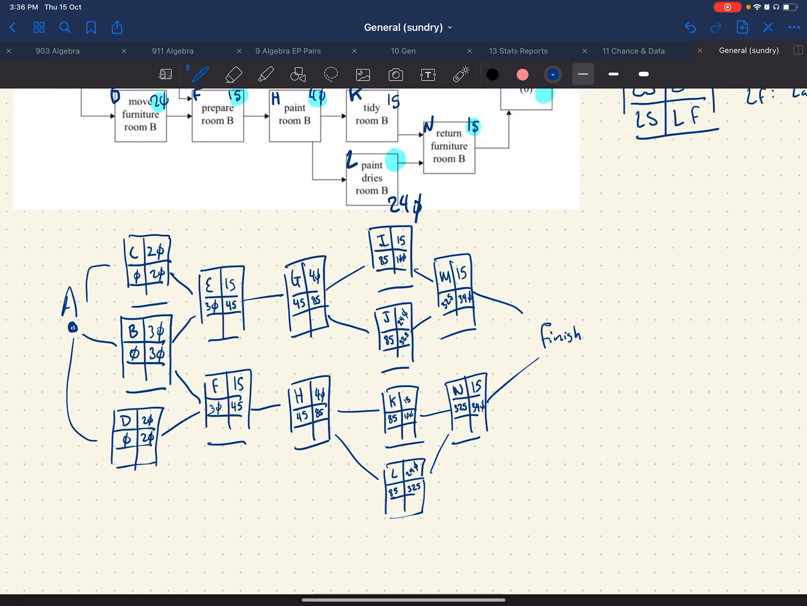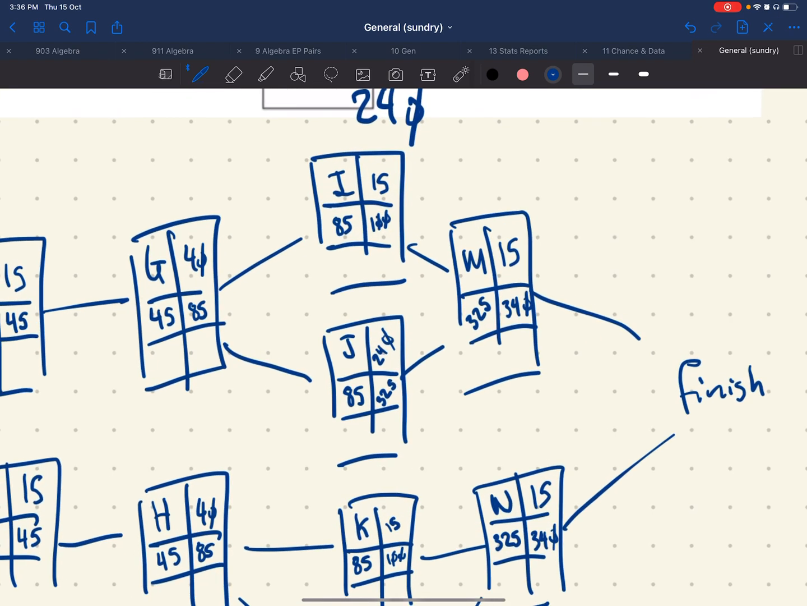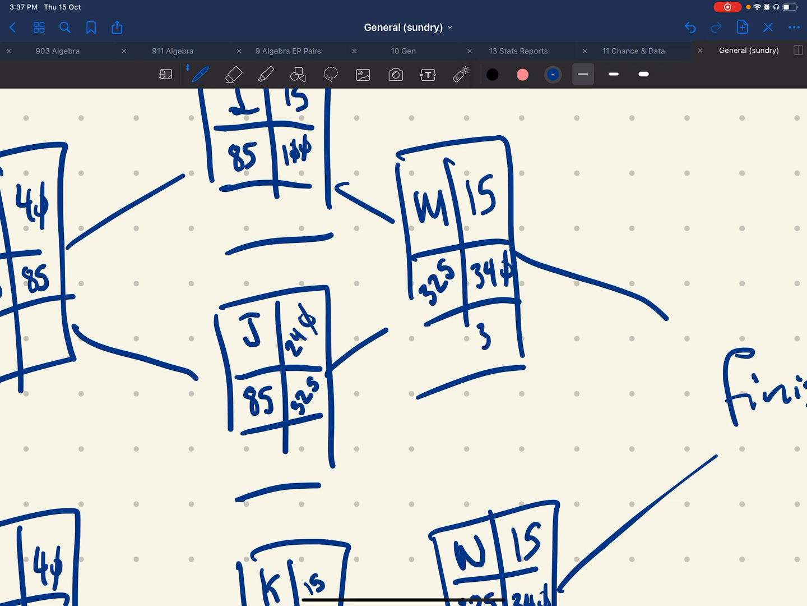All right. So now what I'm going to do is what's called zipping backwards. So I'll start at the top. I'm going to start at the last task because I'm looking at the latest finishing time. So if I want to finish it within that minimum time, what's the latest I can finish? Well, the latest I can finish this is 340. It's on the critical path, right?